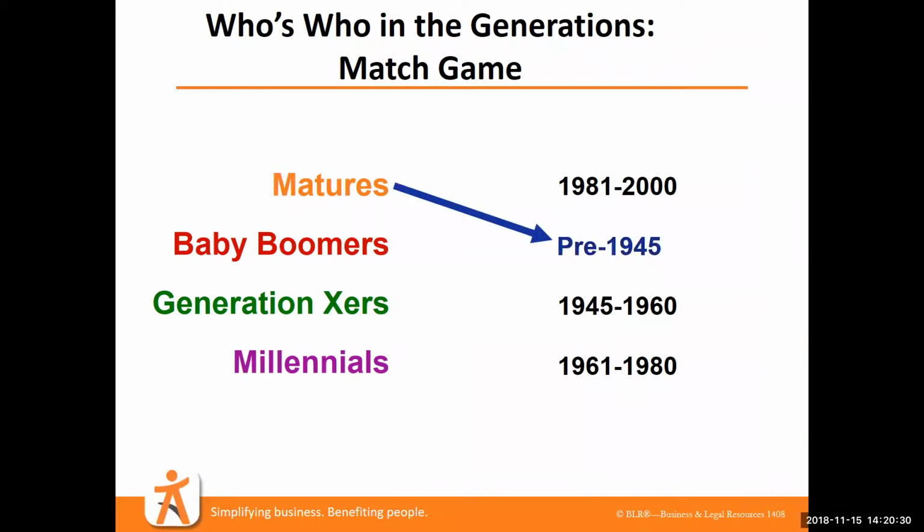So this exercise here is a matching game, just for review purposes. Matures were born pre-1945. You have the baby boomers from 1945 to 1960, the Generation Xers from 1961 to 1980, and the millennials who are from 1981 to the 2000s.